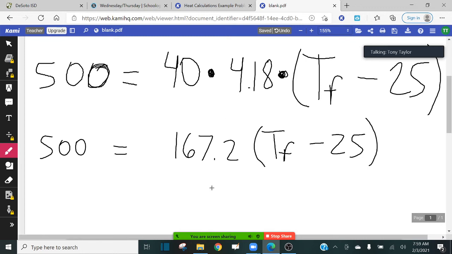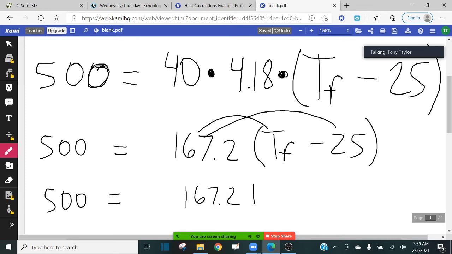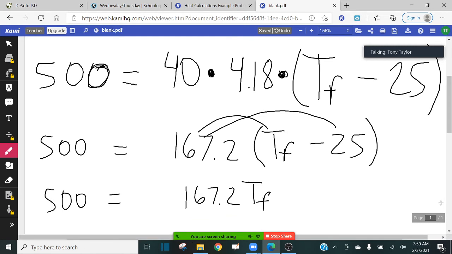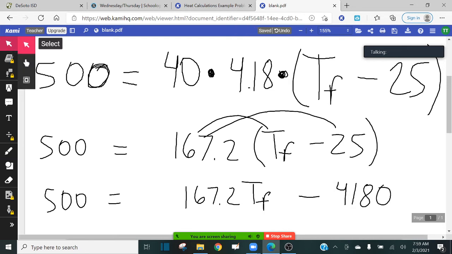But guys, in order to do that, I need to get rid of this parentheses first. In order to get rid of the parentheses, this 167.2, I'm going to take it and distribute it. So that's just algebra. When I distribute that, this is what I get: 167.2 times my final temperature. And then I have to do 167.2 times 25. That gives me 4,180. Okay. Y'all follow me so far?